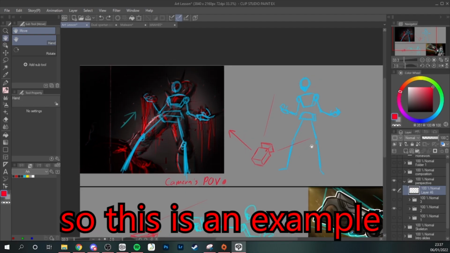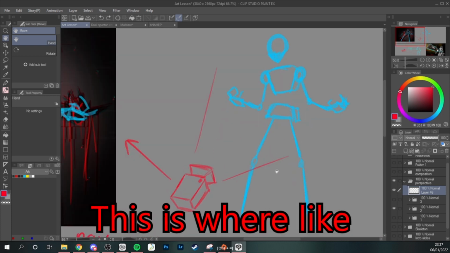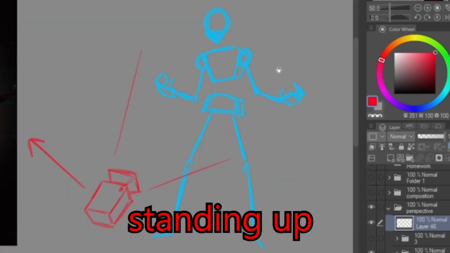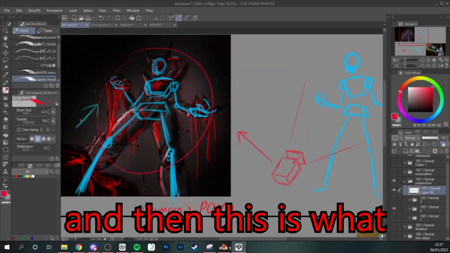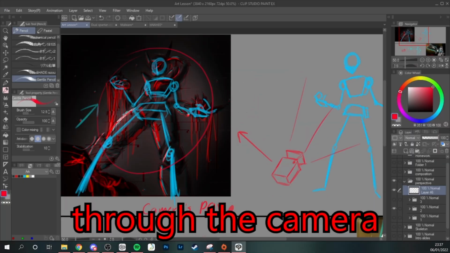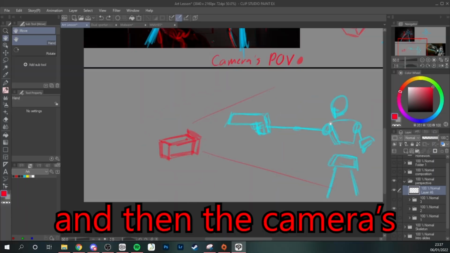up. This is an example of how we're looking at the subject. This is where the camera would be. So she's standing up with her arms out. The camera where we're looking at her is basically here, and then this is what we're seeing through the camera. And same thing here, holding out a gun, and the camera is here.